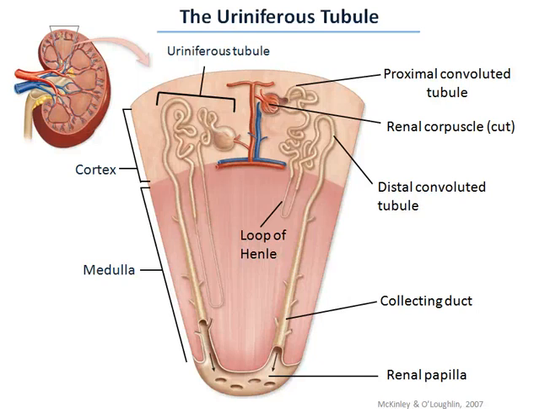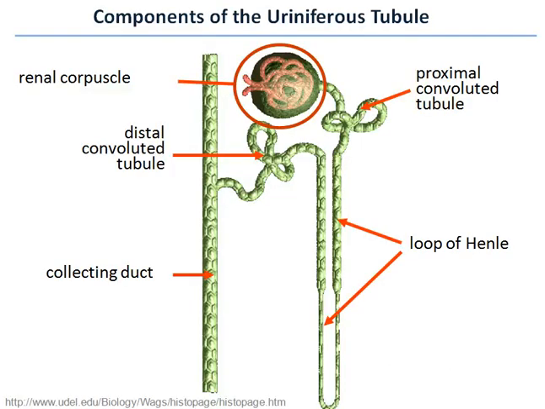In this section of the lecture, we're going to consider the components of the uriniferous tubules, and in particular we'll focus a lot of our attention on the nephron. The nephron is the main filtration and purification structure in the kidney. Each kidney has about 1 million of these structures. A nephron consists of several distinct components.